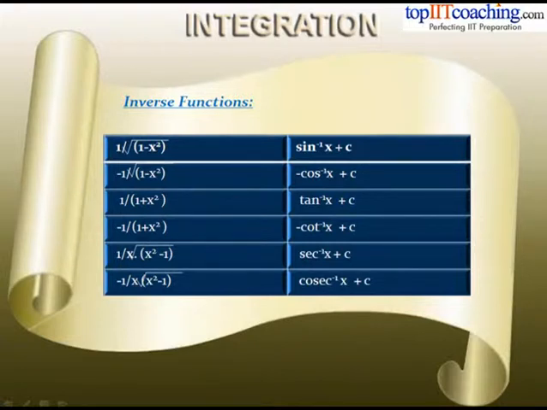The integral of 1 by x into under root of x square minus 1 is sec inverse x plus c. And the integral of minus 1 by x into under root of x square minus 1 is cosec inverse x plus c. So these were some of the very important integrals, and you need to learn them very thoroughly.